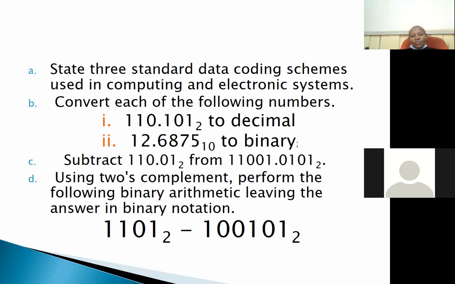Now the 0.6875, you multiply it by 2 until the fraction part becomes 0 or starts repeating itself. And then at that point, you read the bits downwards. So your answer will be the binary equivalent of 12 point, the binary equivalent of 0.6875 base 2. At that point, you will have followed all the steps, and then you get your answer right.